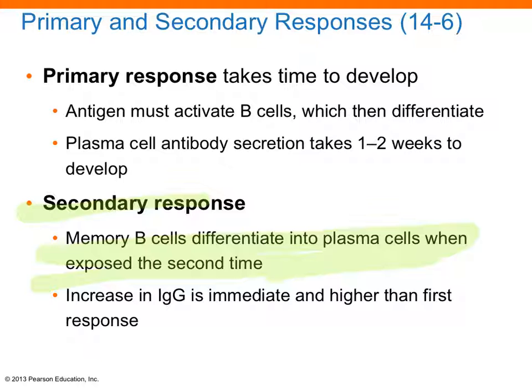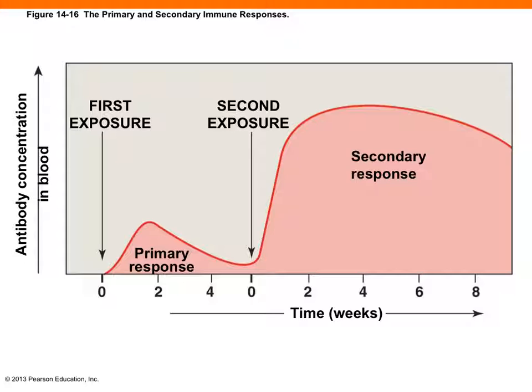There are 2 responses, a primary response and a secondary response. Primary response takes time to develop. The antigen must activate the B cells, which then differentiate. Then plasma cell antibody secretion can take 1 to 2 weeks to develop. However, the secondary response has the memory B cells, and they differentiate into plasma cells when exposed a second time. They also increase in IgG, which is immediate and higher than the first response. This chart shows you the first exposure and then the second exposure, which is faster and greater.